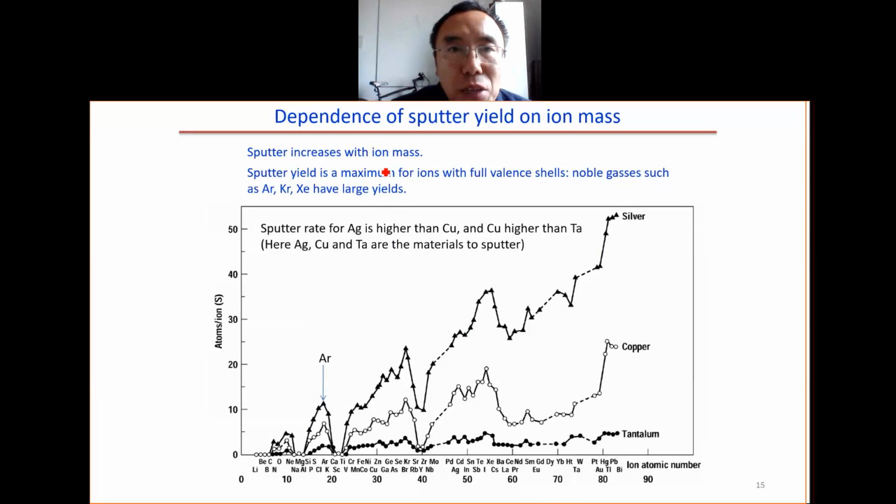Here the sputter yield depends on the ion mass, so those are the ion atomic numbers. We have those many ions. Here is the sputtering of silver, sputtering of copper, sputtering of tantalum. So this is the target.